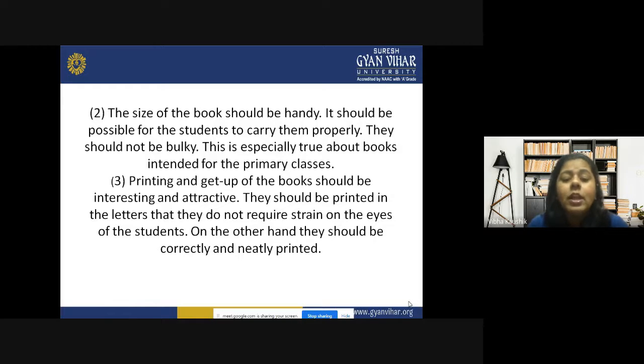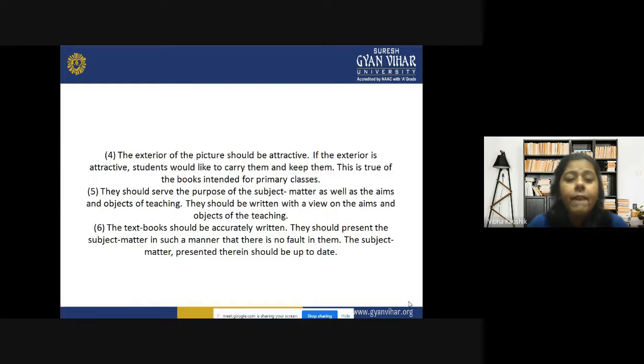On the other hand, they should be correctly and neatly printed. The exterior of the book should be attractive. If the exterior is attractive, students would like to carry them and keep them. If the exterior attraction is there, then what will happen? The student will love to carry those particular books and keep them.